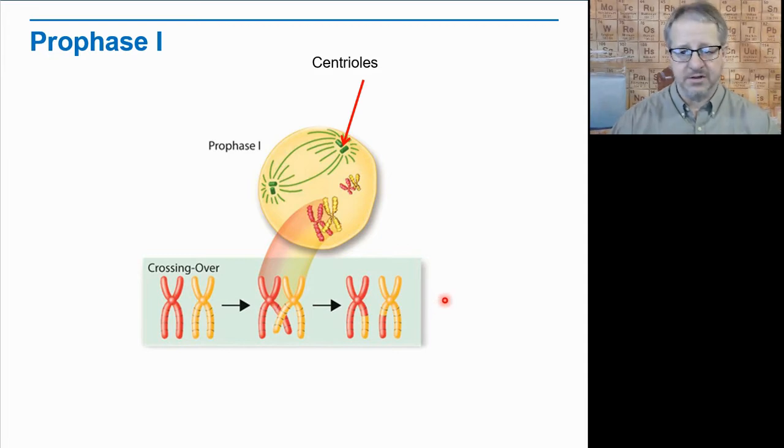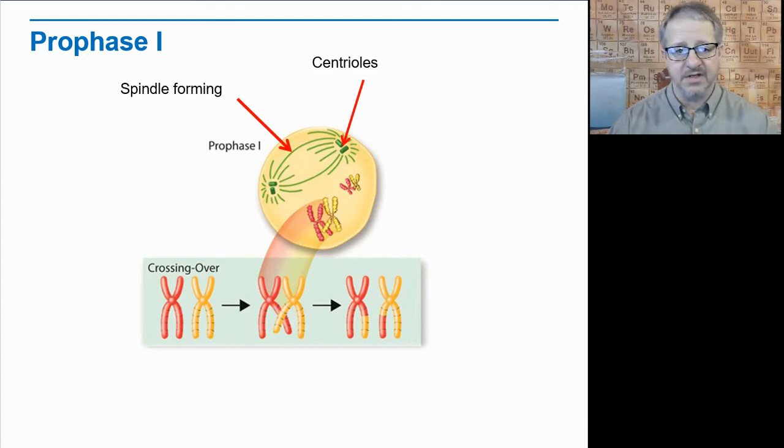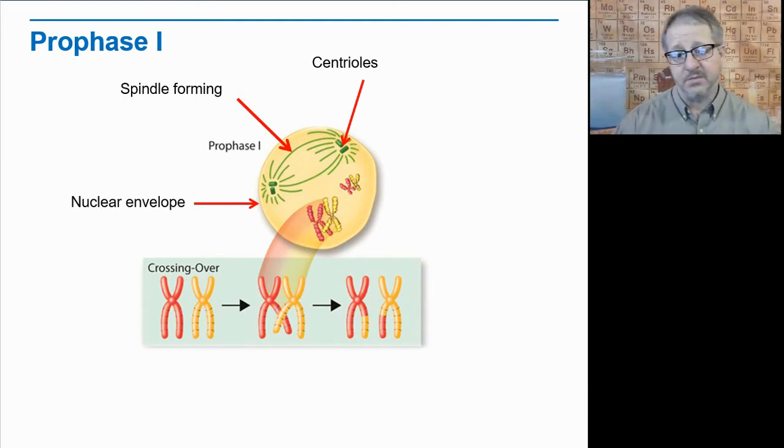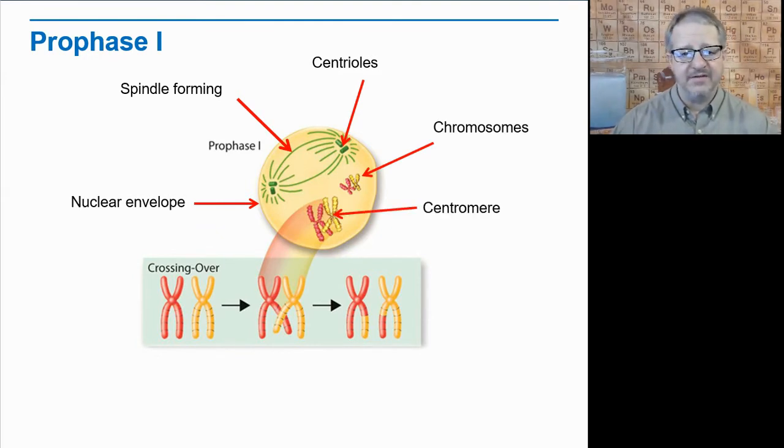First, we have the centrioles, okay? They're going to send out the spindle fibers. So we see those forming here as well. And the nuclear envelope has broken down. Here are our chromosomes. And we also have the centromeres, which is where the spindle fibers attach to pull things apart. So in prophase 1 of meiosis, each replicated chromosome pairs with its corresponding homologous chromosome. This pairing forms a structure called a tetrad, which contains 4 chromatids.